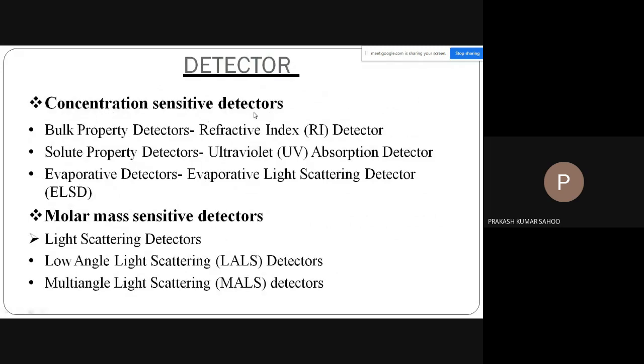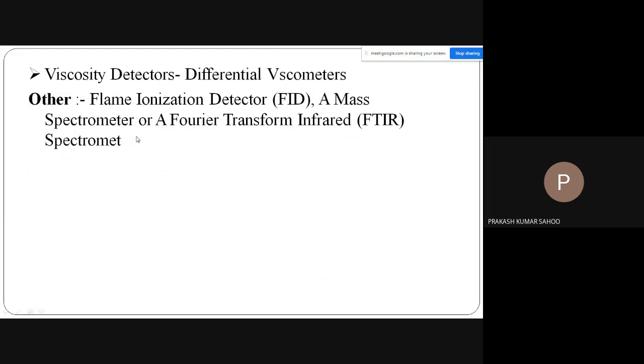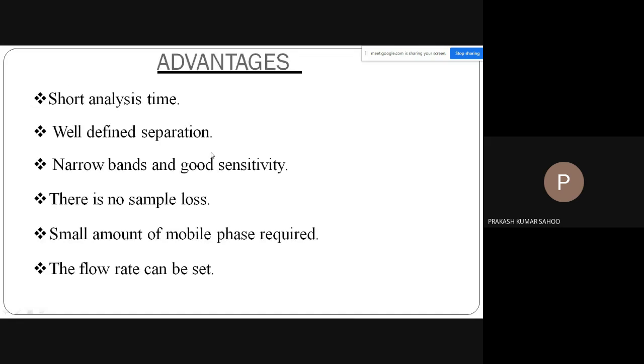Detector: the concentration sensitive detector, bulk property detector, that is refractive index detector; solute property detector, or UV; then evaporative light scattering detector, ELSD. Then these are the types of detector which are used in SEC. Molar mass sensitive detectors: light scattering detector, low angle light scattering detector, LALS, then multi-angle light scattering detector, MALS. Then viscosity detectors, different viscometers. Others will be flame ionization detector, then mass spectrometer, with FTIR also. These are coupled with size exclusion chromatography.